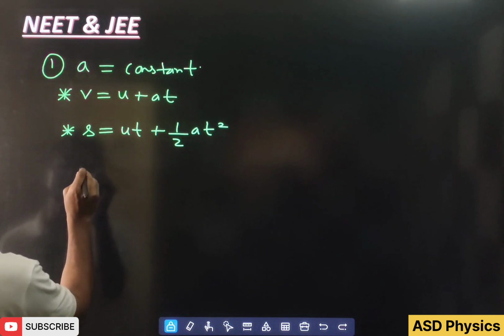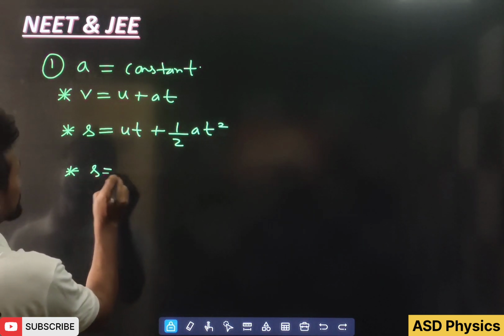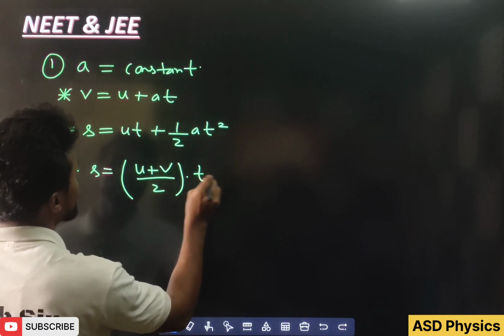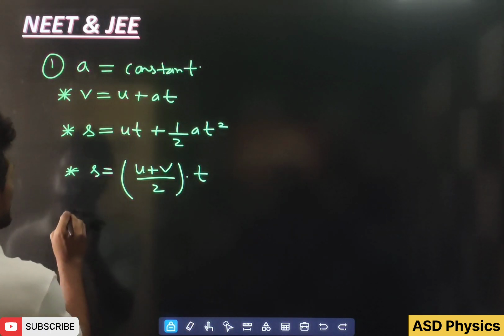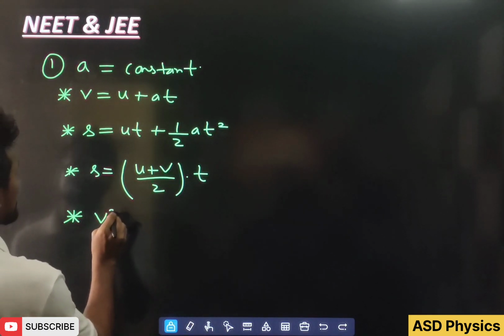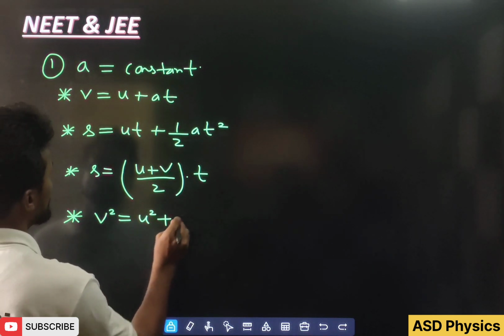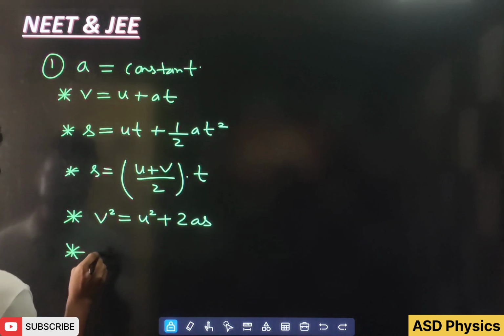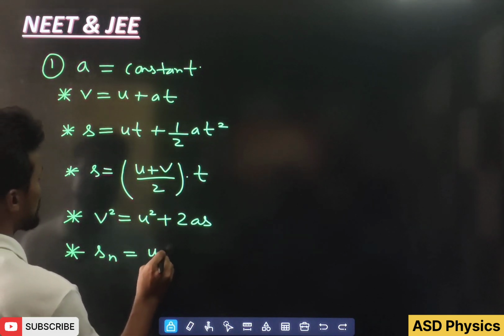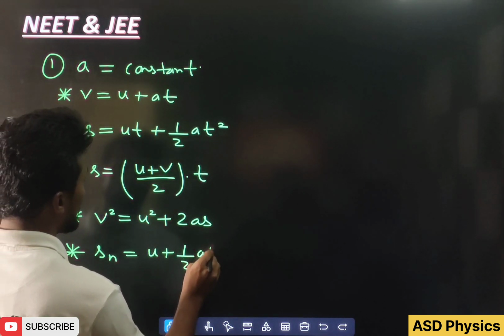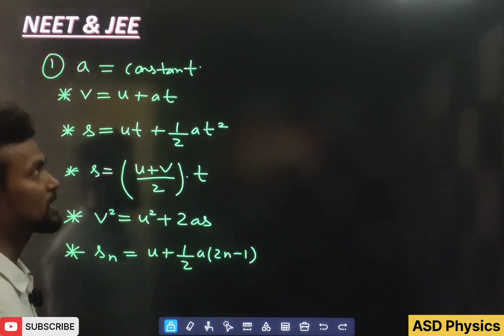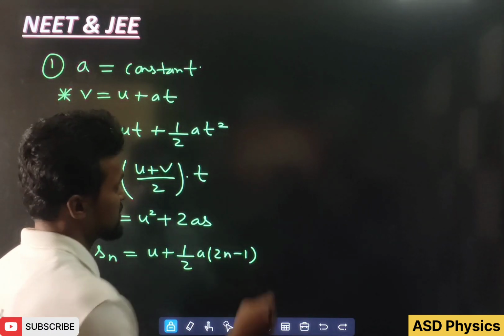S is the displacement. Even one more formula can be used, S equal to (u plus v) by 2 into t, depending upon the requirement. Next one, v square equal to u square plus 2as. And one more formula is displacement in nth second, Sn equal to u plus half a (2n minus 1). So all these formulas are applicable when uniform acceleration is there.